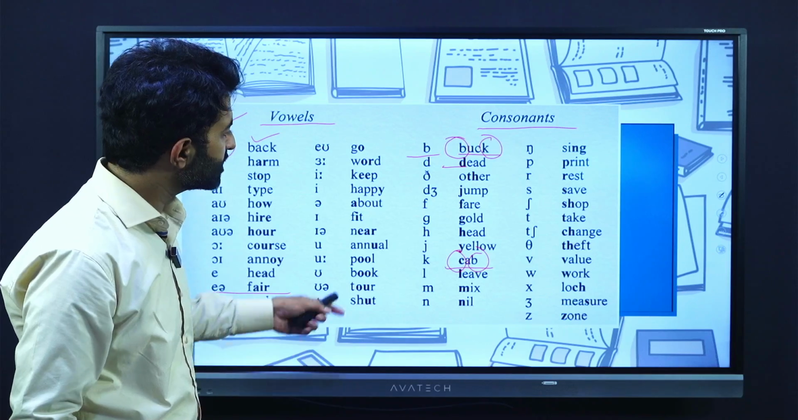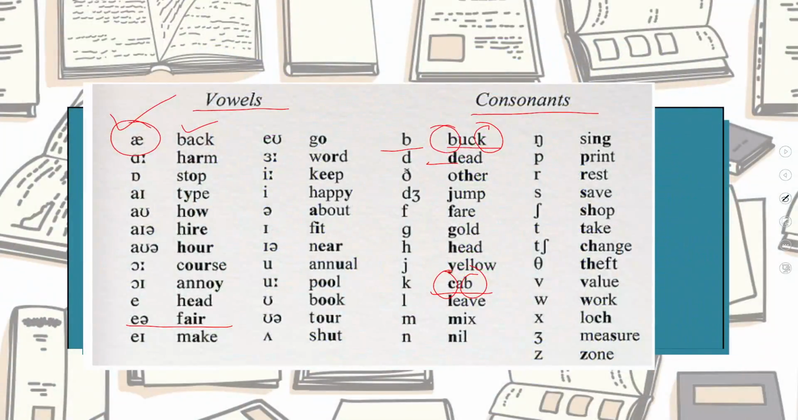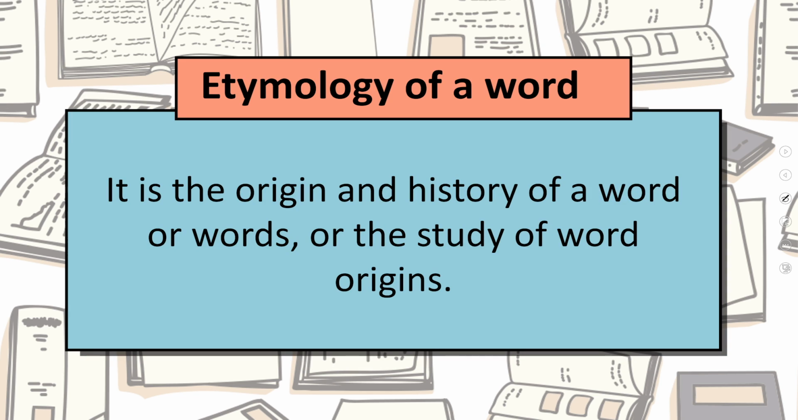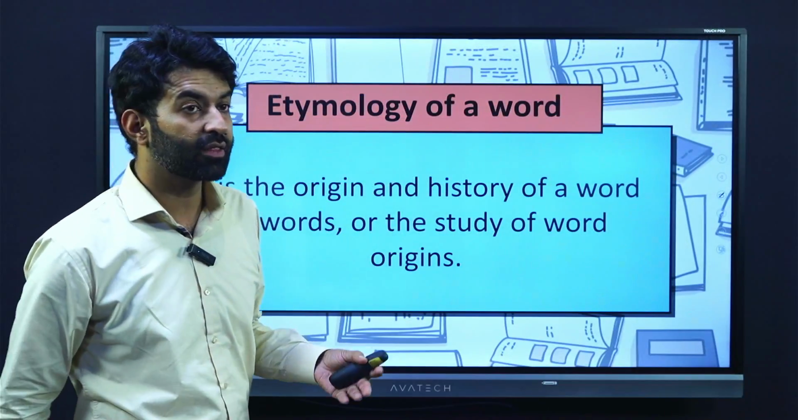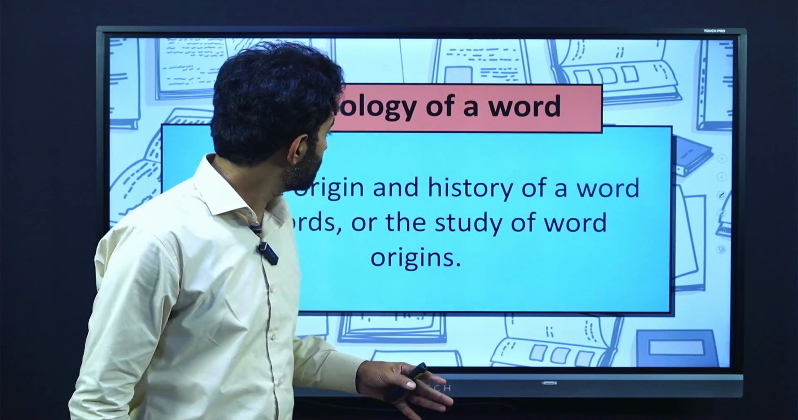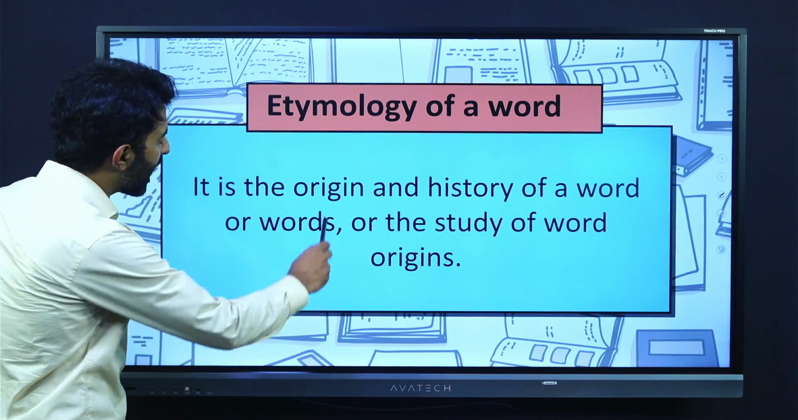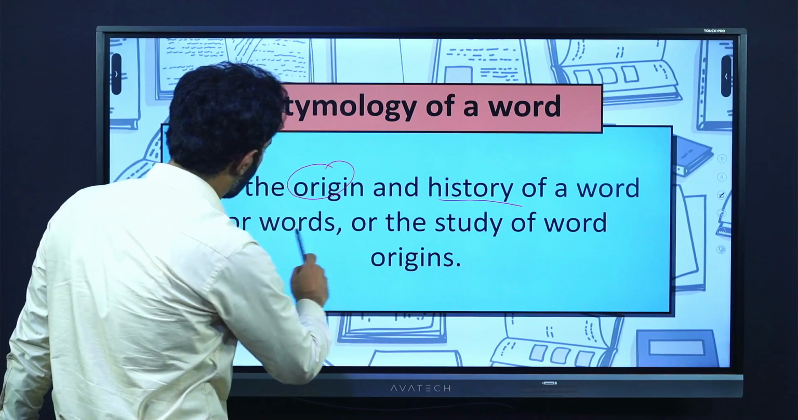So this is a very important chart. You can take a screenshot, you can save it, and you can practice your pronunciation and your phonetics. Now, when we are talking about etymology, though we have previously explained in the whole page, it is actually the origin and history of a word.